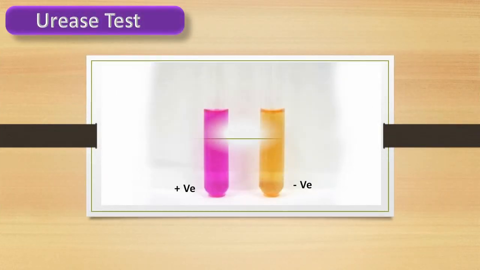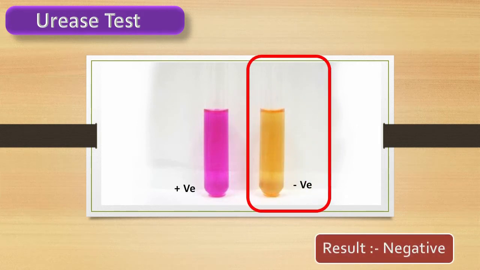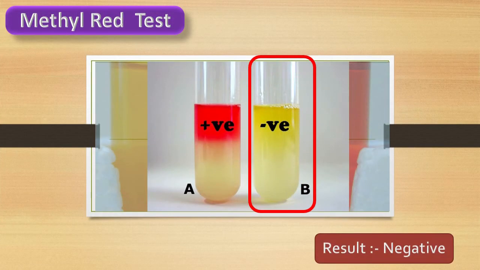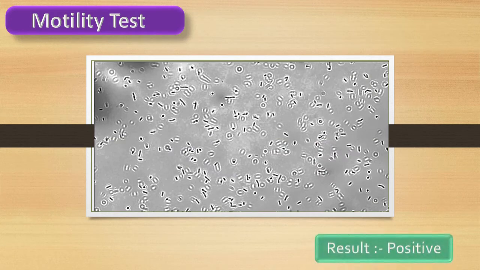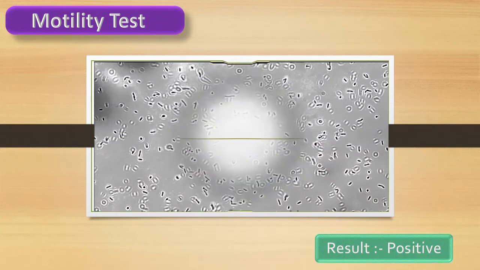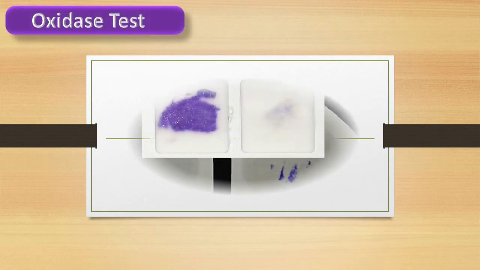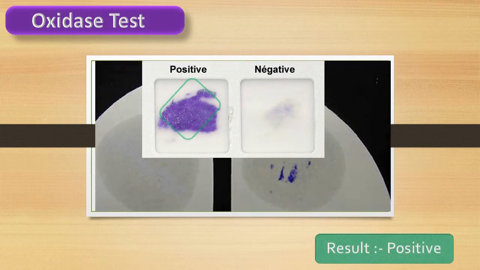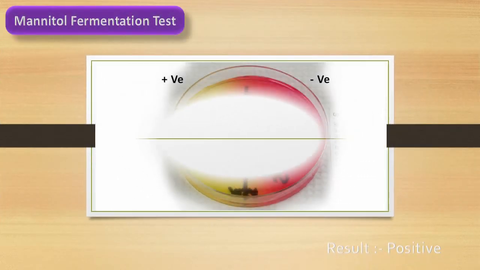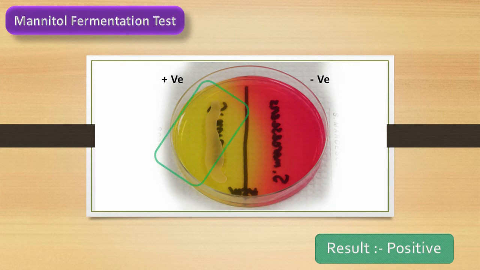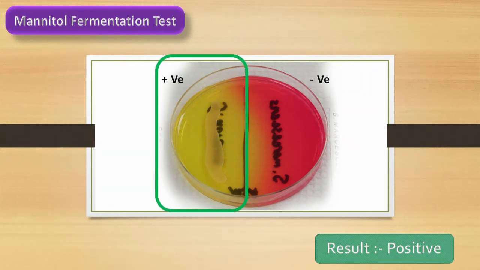Urease test. Test result is negative. Methyl red test. Test result is negative. Motility test. Test result is positive. Oxidase test. Test result is positive. Mannitol fermentation test. Test result is positive, so the bacteria are able to ferment mannitol.